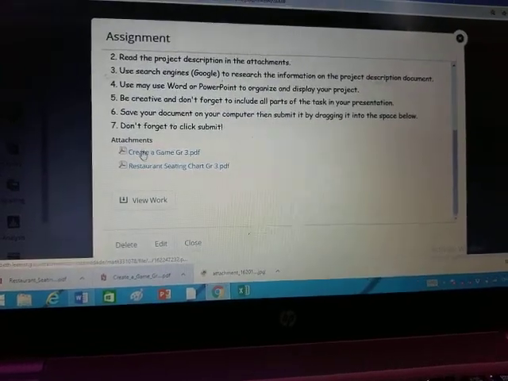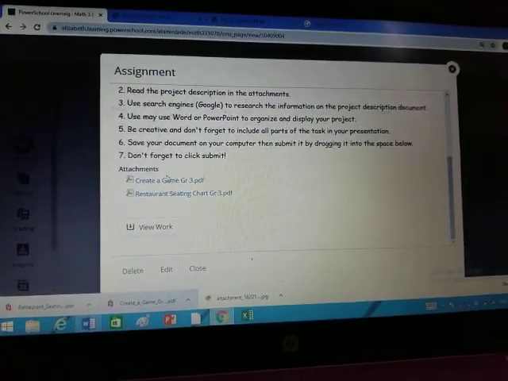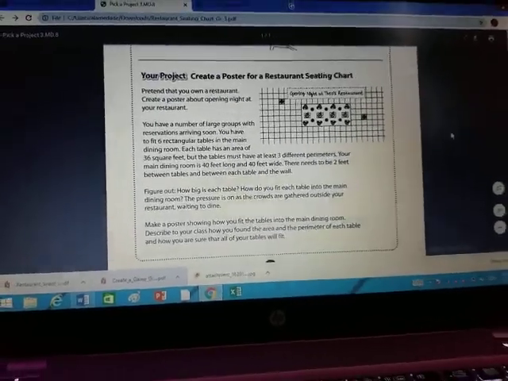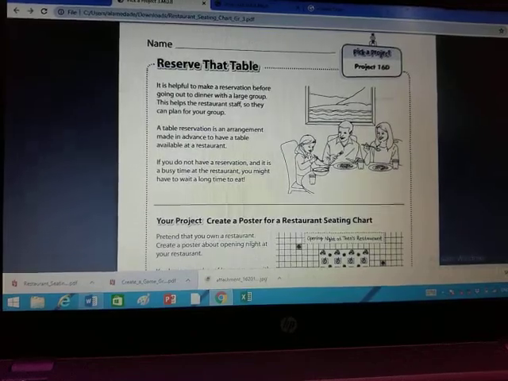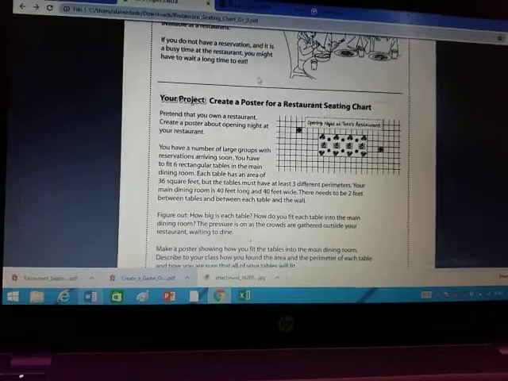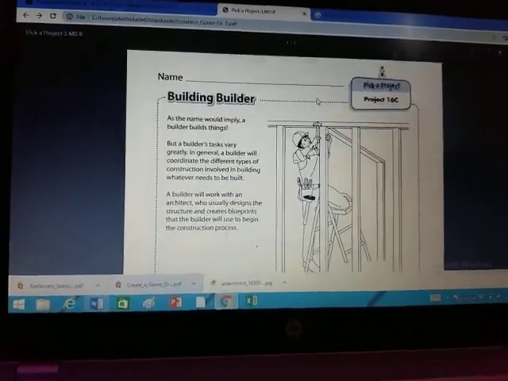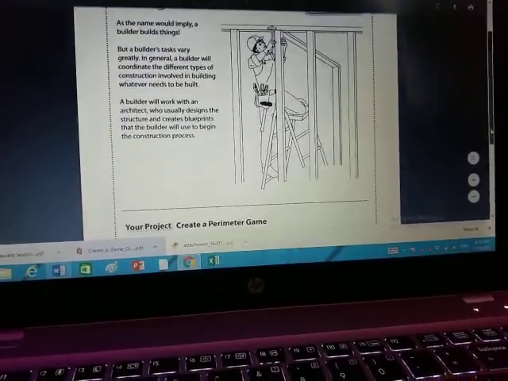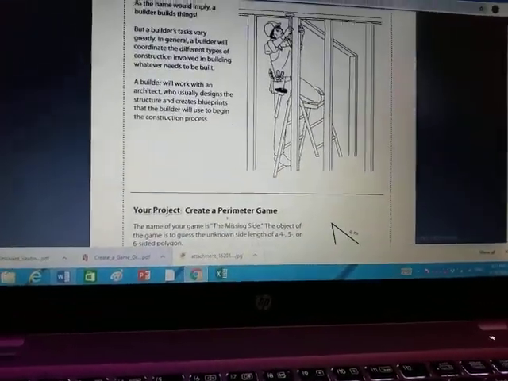Do you want to create a game, or do you want to do a restaurant seating chart? Once you click on them, they'll pop up below, and then you'll click on the top. And it tells you how you would create these. You're going to read it and do as they say. If you don't like this one and you want to do the building a game, then you could do that. So it's up to you what project you want to choose. Create a perimeter game.